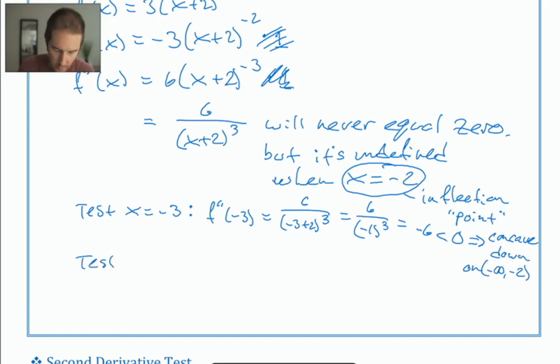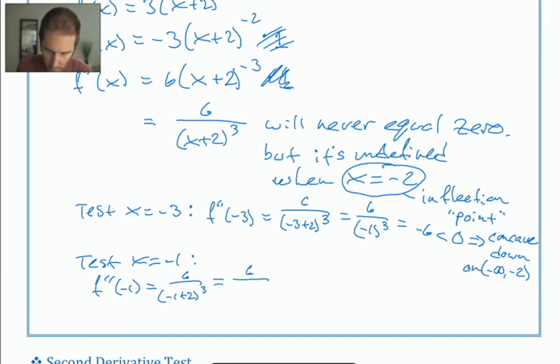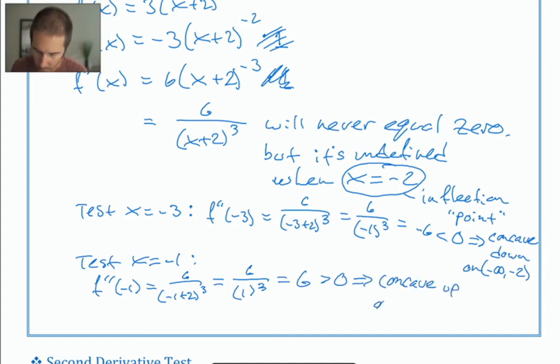Then let's test x equals negative 1, which is to the right of negative 2. This time I'm going to wise up and write this down here. F double prime of negative 1 is equal to 6 over (negative 1 plus 2) to the third power, which equals 6 over 1 to the third power, which equals 6, which is greater than 0. Therefore, concave up on the entire interval that's to the right of negative 2. In other words, from negative 2 all the way up to positive infinity. That's not so bad.